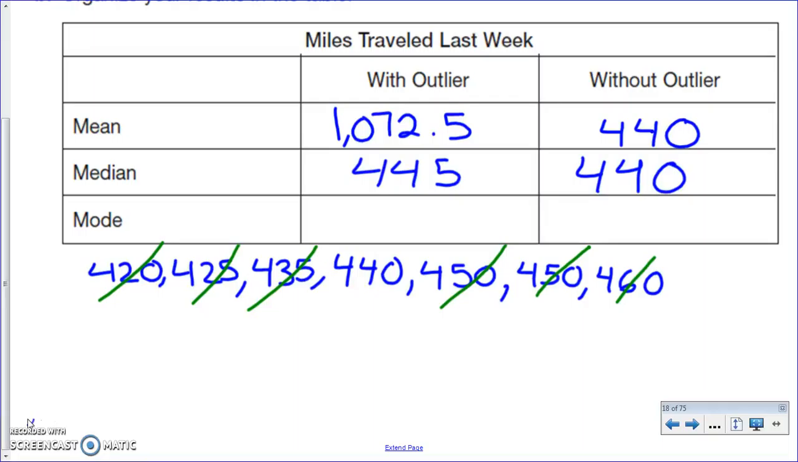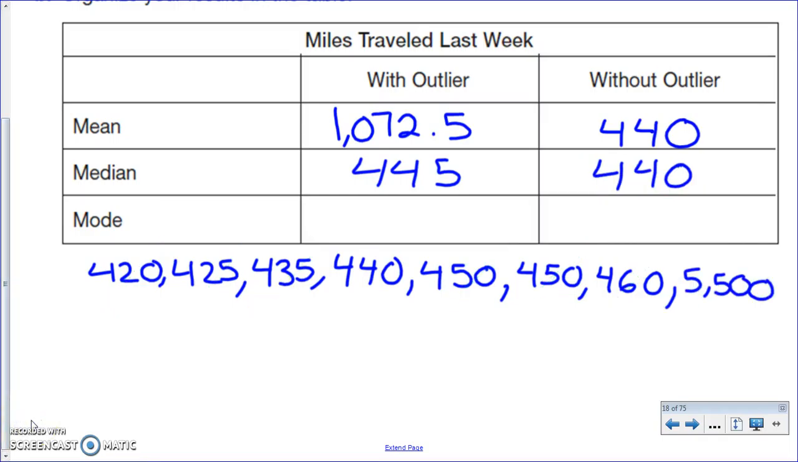And part of the reason for that is the outlier, because it's at either the beginning or the end, gets crossed off pretty quickly, so it doesn't impact the median quite as much. Now we're going to look at the data points and look for the mode. The mode is the number that appears most often. So with the outlier, we can see that 450 shows up twice.